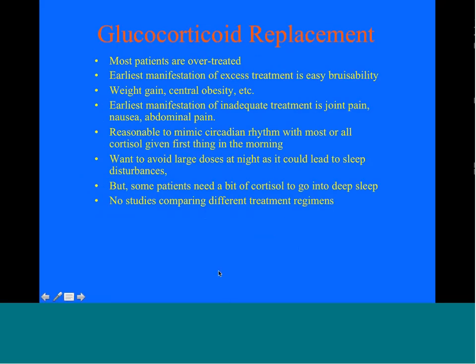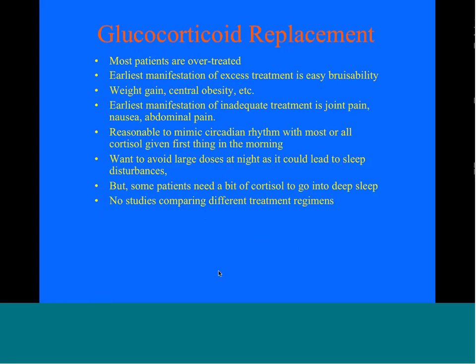Most patients are over-replaced on glucocorticoids. The earliest manifestation of excess treatment is easy bruisability. Weight gain and central obesity can also occur. And the earliest manifestation of inadequate treatment is joint pain, nauseousness, and abdominal pain.